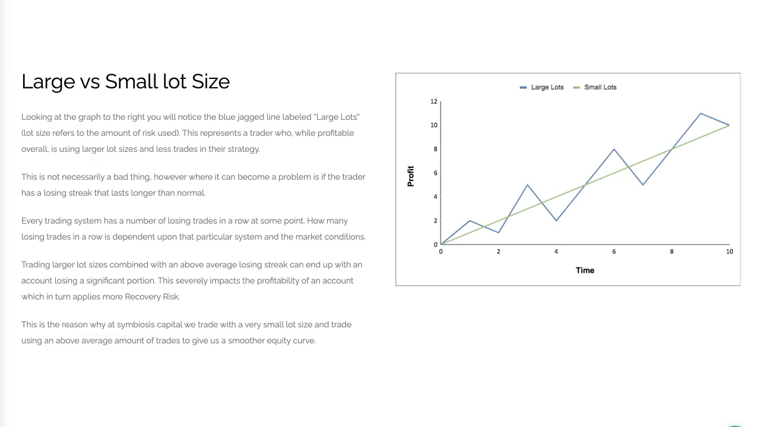If you look at the green line, you'll notice that it goes straight up. That would be the ideal situation. I mean, no trader ever hits that. However, how you get closer to that is by placing many more trades and using a much smaller risk per trade.